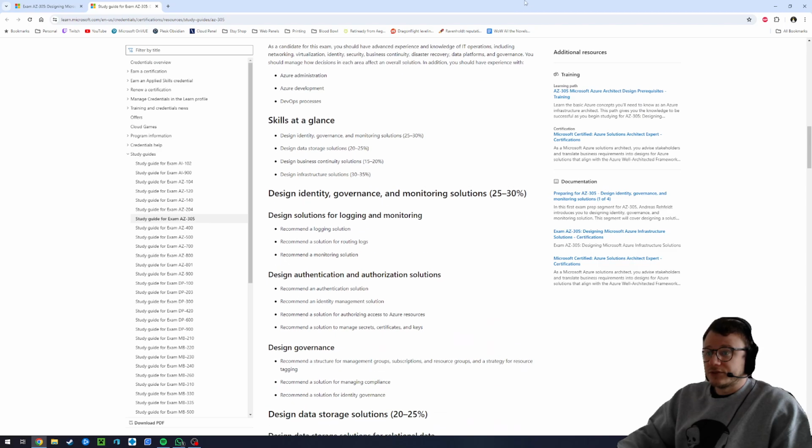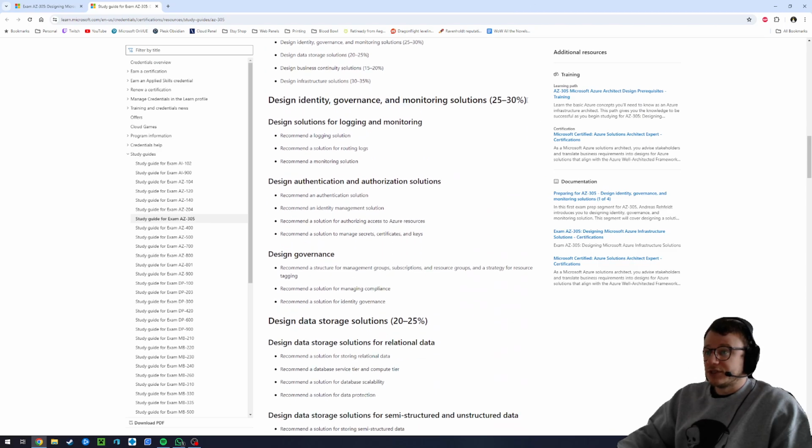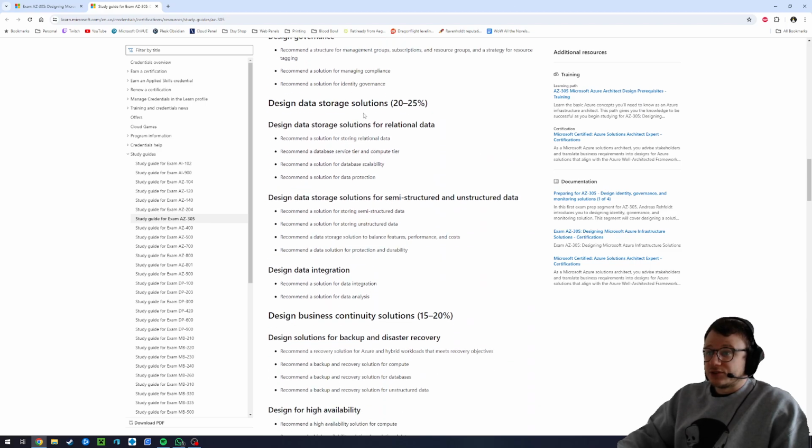These are the skills and the percentages. So identity governance and monitoring is 25 to 30%. Logging: when would you use a Log Analytics workspace? When would you use Stream Analytics? Data Factory, Data Lake, what all of that stuff does. Data storage, again, that's your Data Factory, Data Lake stuff that I've already mentioned. Storage accounts: when would you use archive tier, when would you use hot tier, what's premium storage, the difference between a premium SSD and stuff like that.